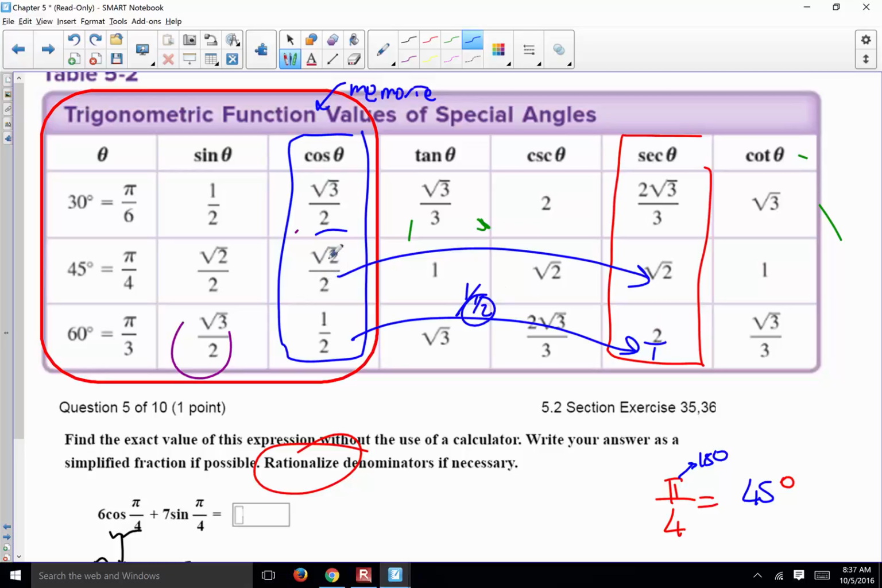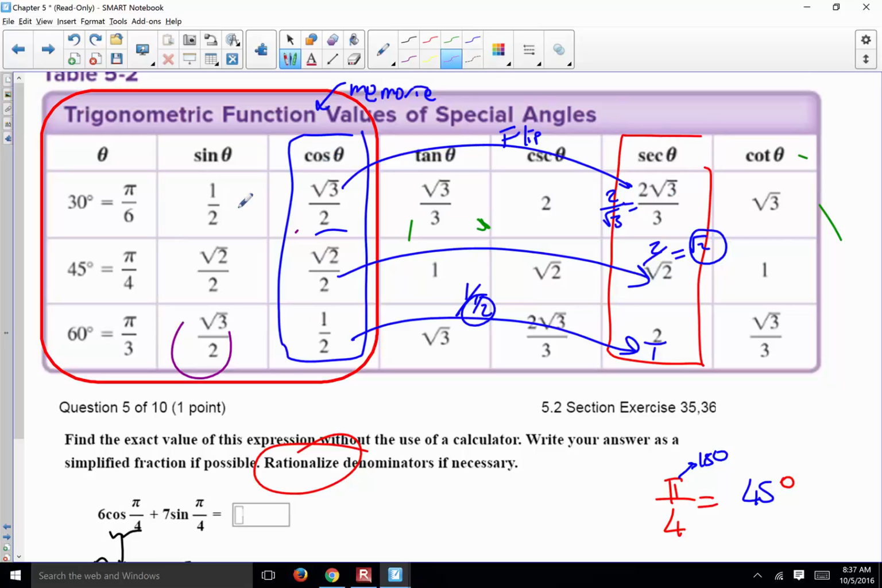Root 2 over 2 is actually 2 over root 2, but when you rationalize this, it's root 2. Root 3 over 2 is actually 2 over root 3, but when you rationalize it, it becomes this. It looks like they are not reciprocal, but actually they are when you rationalize it. So when you flip the answer in this column, you always get that.